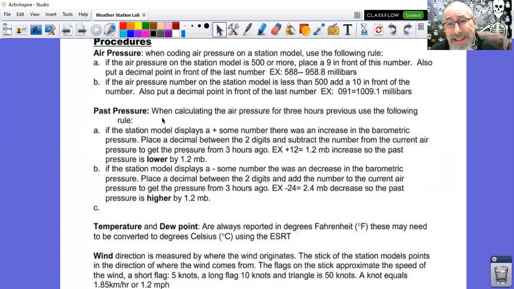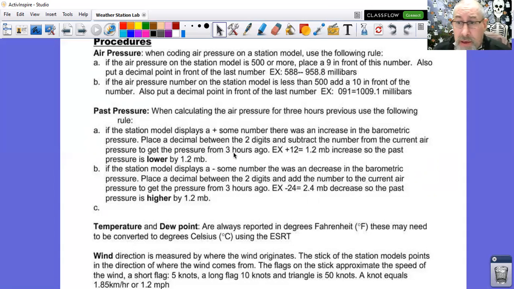Now, when we're predicting the weather, we're using that trend. Remember, this was 3 hours ago. So if I want to calculate what the pressure was 3 hours ago, I have to do the opposite of the sign. Because the sign says it's going up, then 3 hours ago, I have to subtract that amount. If the sign says it's going down, then I'm going to do the opposite and add.